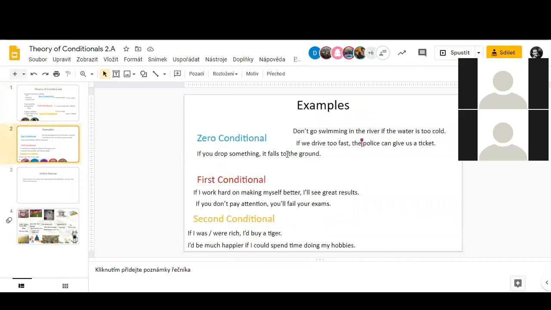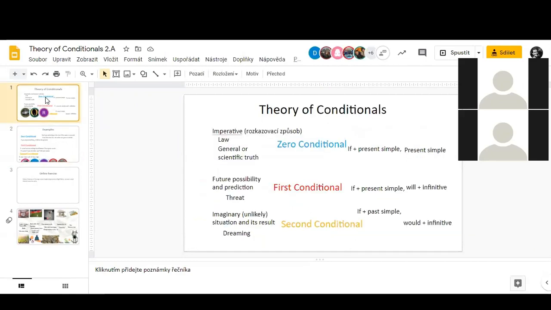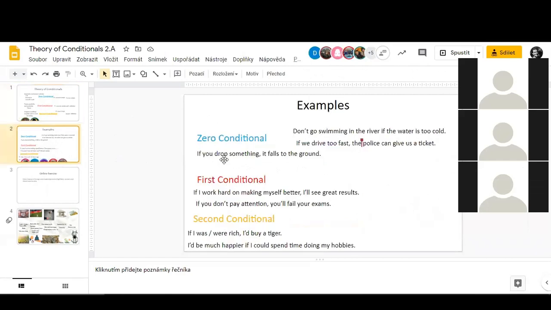Okay. Well done. If you drop something, it falls to the ground. What's the situation? I think it's general truth. Yeah, or scientific truth, right? It's science here. If you drop something, this is the gravity, right? That's the gravity and that's science. So general or scientific truth. Well done. Thank you, Richard.